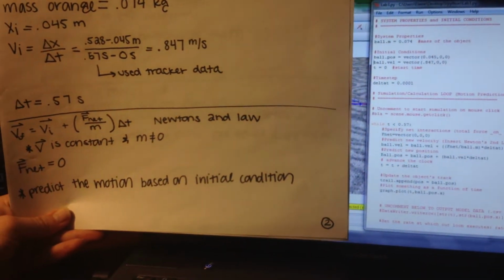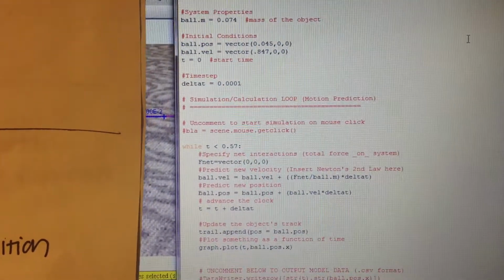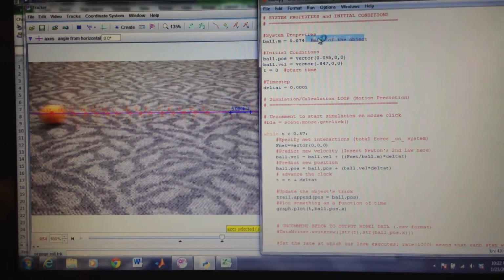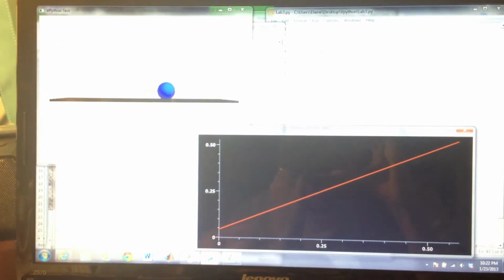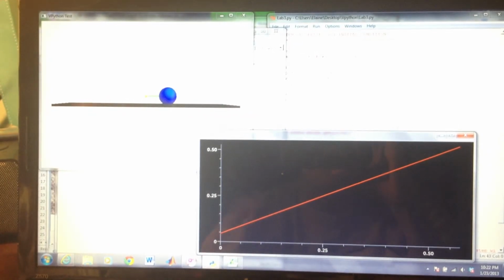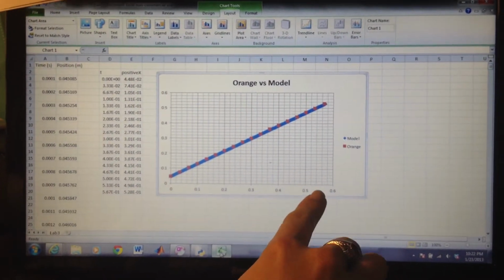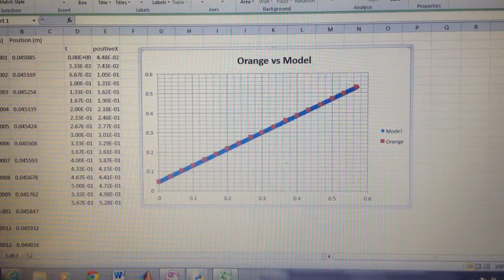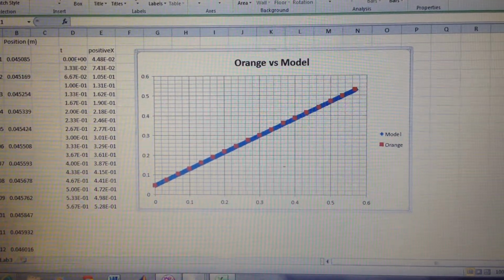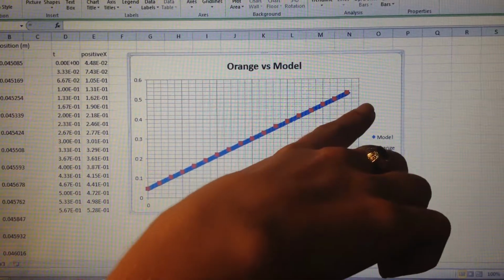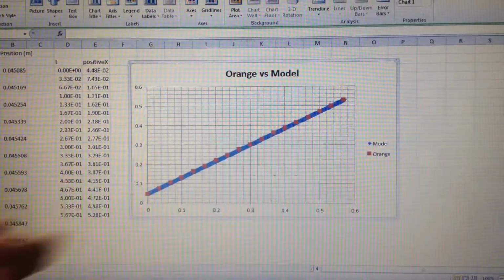I used a small time step for the model as compared to my half a second long video. When we run this, we see a ball in constant velocity motion in the positive x direction, which shows good predictions of what was observed in my orange rolling video. Then I compared the orange to the model in Excel using my data points. You can see that based on Newton's second law, when velocity is constant and the mass is not equal to 0, the Fnet is equal to 0, showing constant velocity. In this graph of distance over time, it has a constant slope, which is constant velocity.